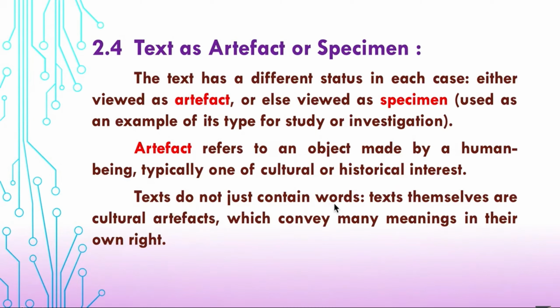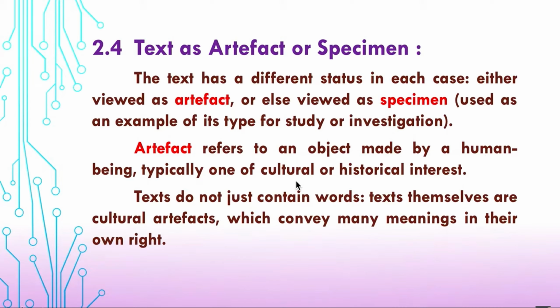Texts do not just contain words, texts themselves are cultural artifacts which convey many meanings in their own right. Look here, what is text as an artifact or a specimen? First of all, try to understand what is artifact. Artifact, as it is given here, is an object made by a human being, and it has a cultural or historical interest. For example, you can say that it is an object for keeping your memory alive of the past.